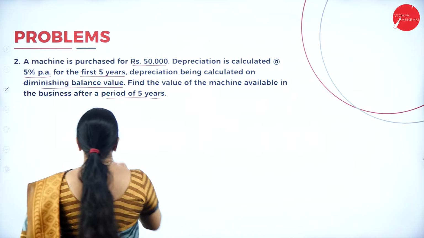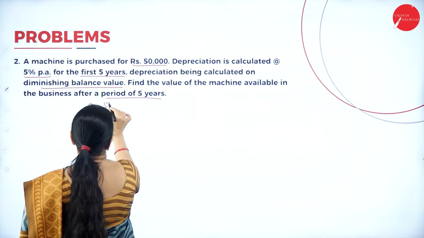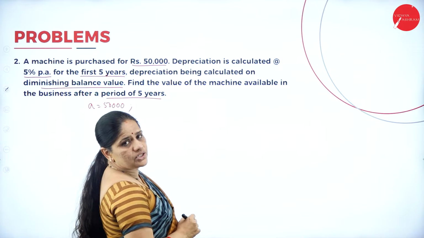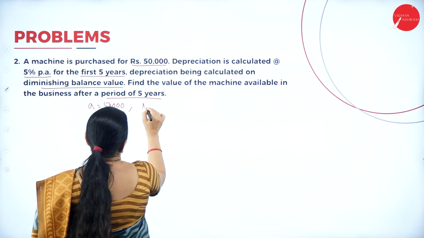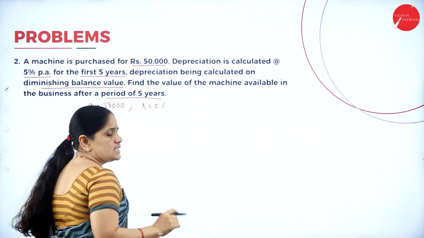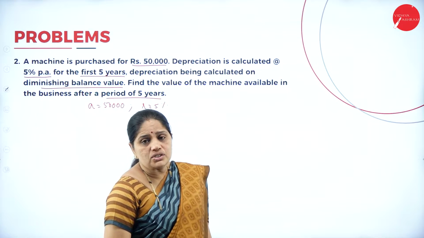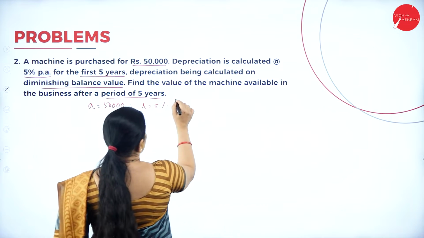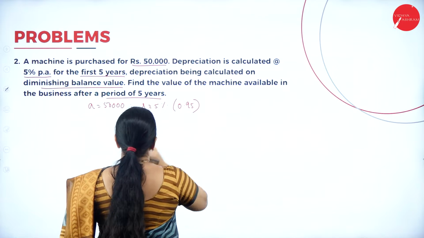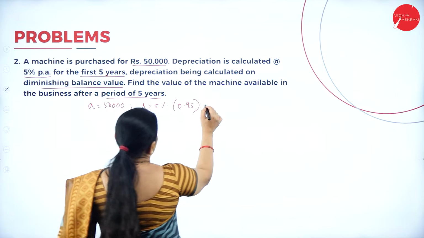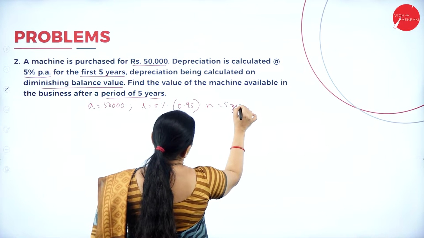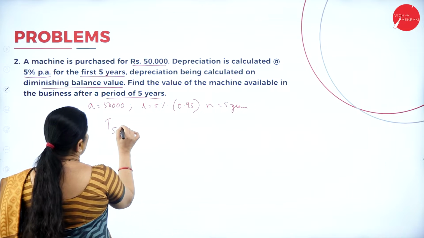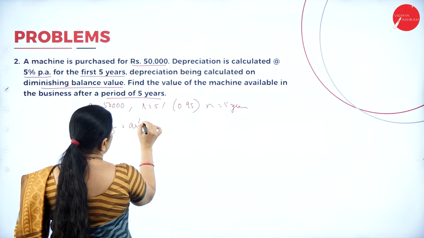In this problem, we will note down what is given here. A equals 50,000. Then they have given the depreciation amount, that is 5%. So, R equals 5%. Since it is being depreciated, from 100 you deduct 5, so we get the value as 0.95. Then N equals 5 years. So, we are making use of this Tn formula. So, T5 equals A R to the power 4.